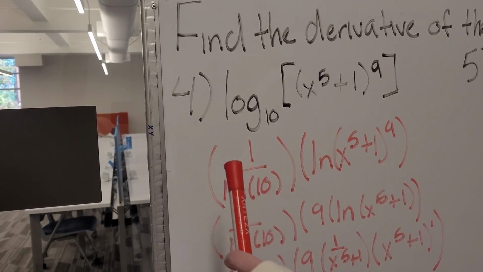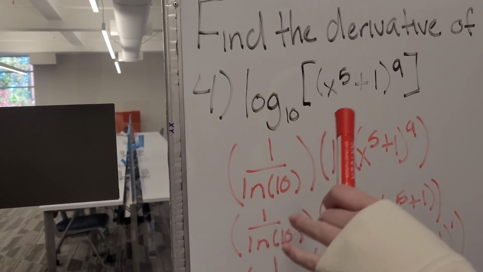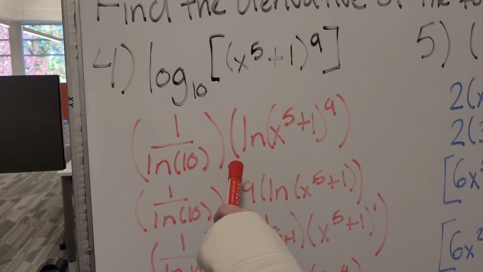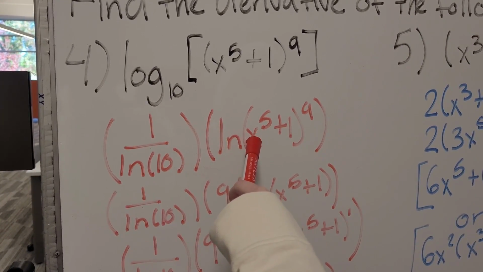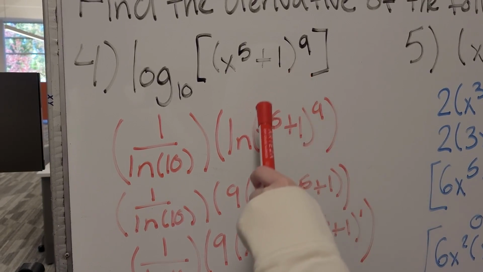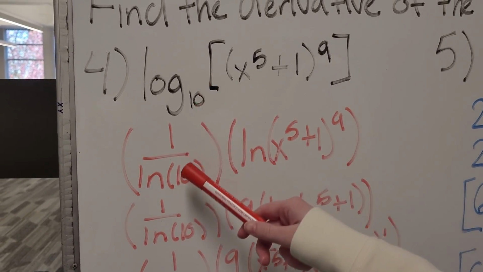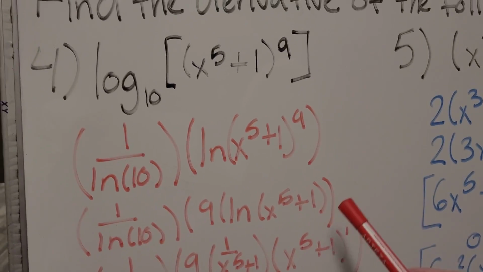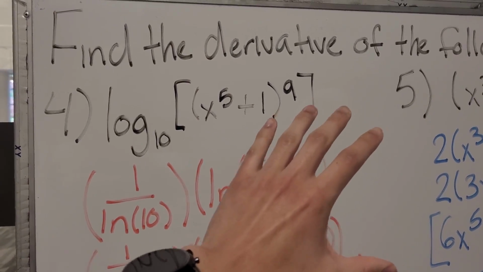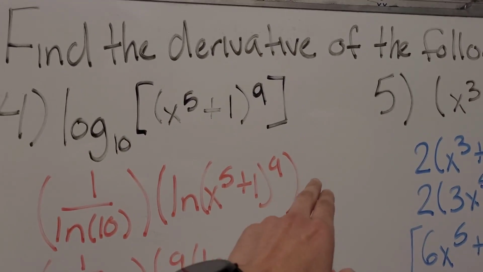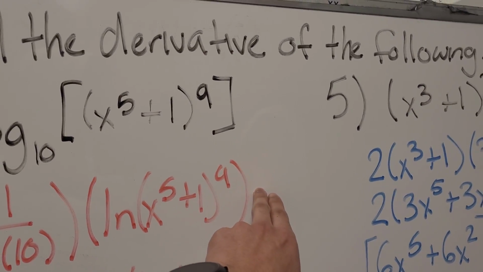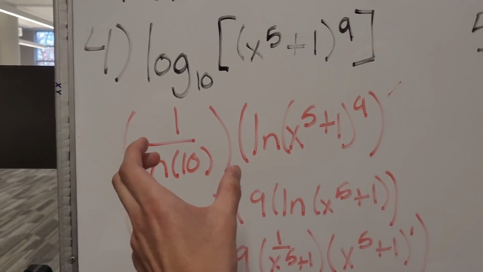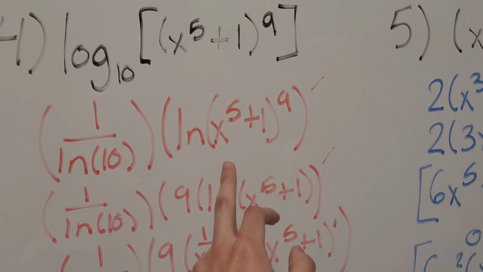In the previous video, it showed the rule that log of the base is 1 over ln of the base, so here it's 10, times, and then we do the ln of the numbers. Here we have 1 over ln of 10 times ln of (x to the 5th plus 1) to the 9th power. Remember though, we should have a derivative sign here. That's part of the log rules, because we haven't derived this yet. This we leave alone. This needs to be derived now. So we have to derive this.